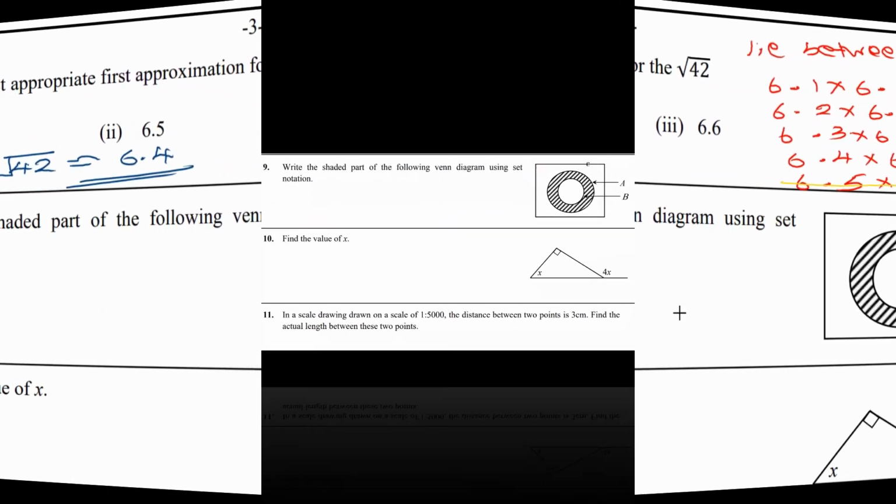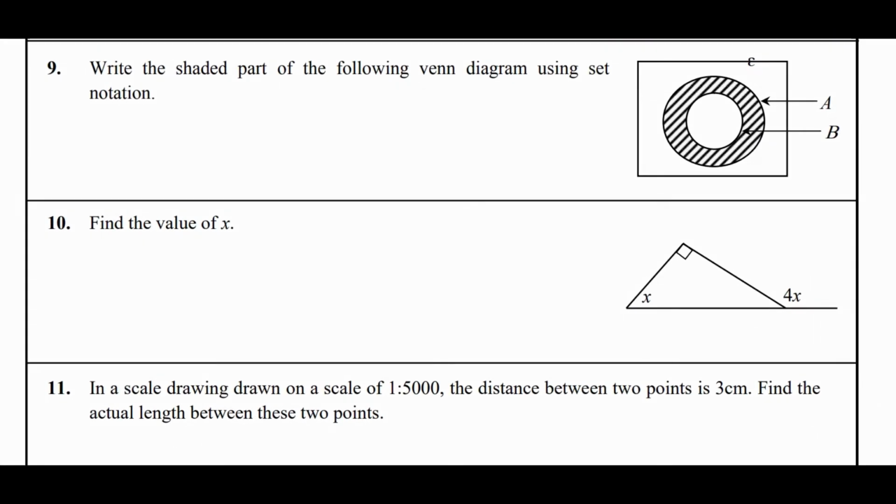Let's try question number 9. Write the shaded part of the following Venn diagram using set notation. According to the figure, B is a subset of A and B is non-shaded. Therefore, definitely it should be B dash, because B is non-shaded and A is shaded. That means this should be intersection. Therefore, B dash intersection A, or we can write A intersection B dash.